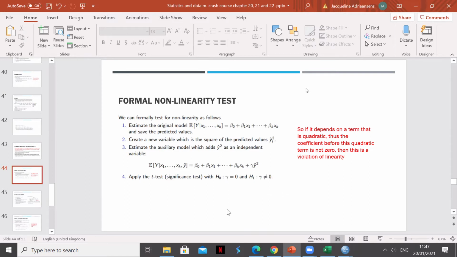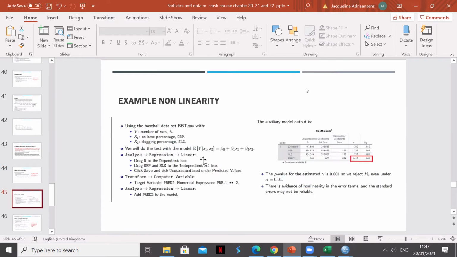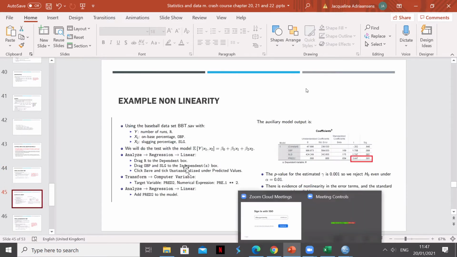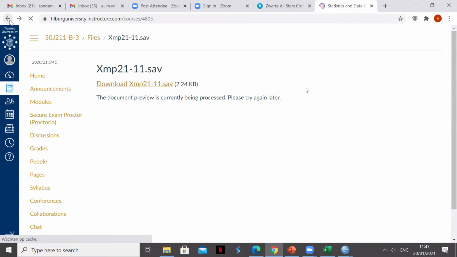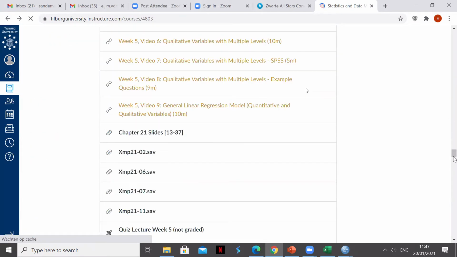And it's non-linear. So if you want to test just one term, you apply a t-test. And you want to see if this is 0 or if it's non-zero. Okay, and if it's non-zero, then it does depend on it, and then it's non-linear. We're going to do an example, and we will open the baseball data set, which is in week 6, if I recall well.